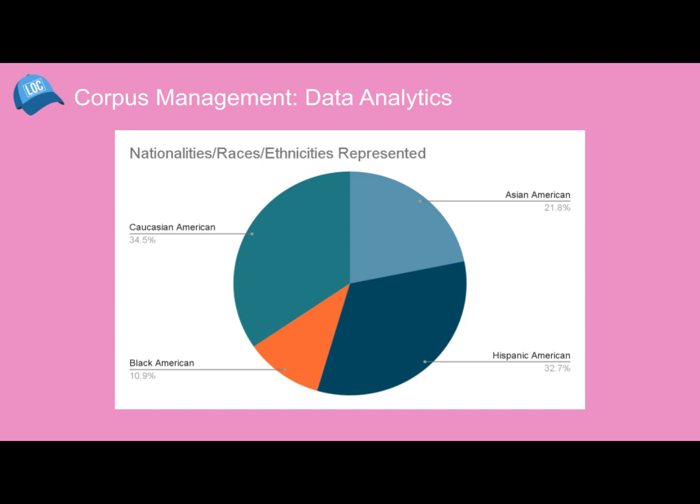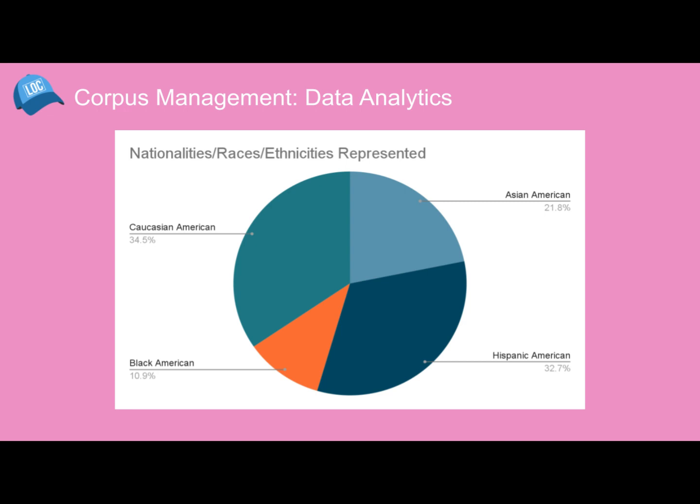In terms of the data analytics stage of corpus management, this is where you'll want to verify whether you have achieved the objective of unbiased representation. Remember, a corpus gets its overall reliability from not overly representing one group of people, one type of publisher, or publications from one country. So one thing you might want to look at is the nationalities and races and ethnicities represented among authors of the texts that you've included in the corpus.